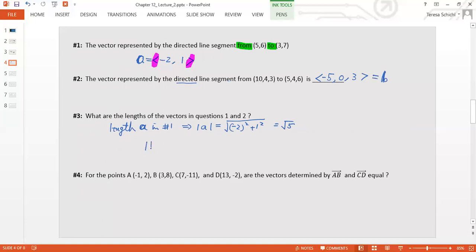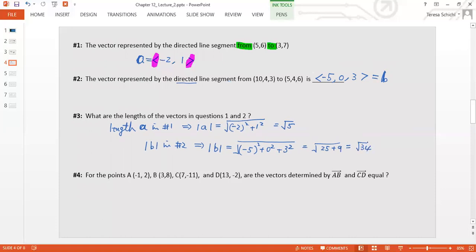If this is number 2, I call this vector b. What is the length in problem number 2? It's still the Pythagorean theorem, in R3. It's (-5) squared plus 0 squared plus 3 squared, which is 25 plus 9. That's 34, so the square root of 34.